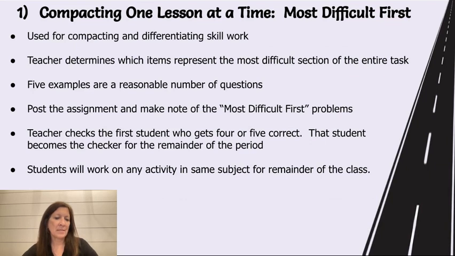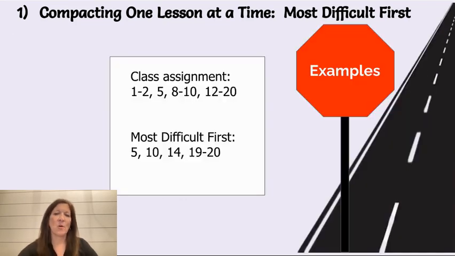So as a teacher, we would first check whatever student gets 4 or 5 right. And then if that student wants, they would become the checker for the rest of the period. Students will work on any activity in the same subject for the remainder of class, obviously following those essential rules that we just discussed. So I have an example of something that might be written on a class board for the assignment for the whole class, and obviously the students that chose the most difficult first problems.